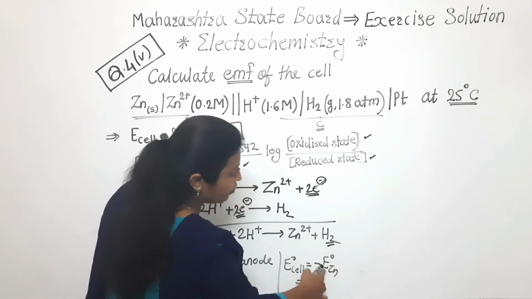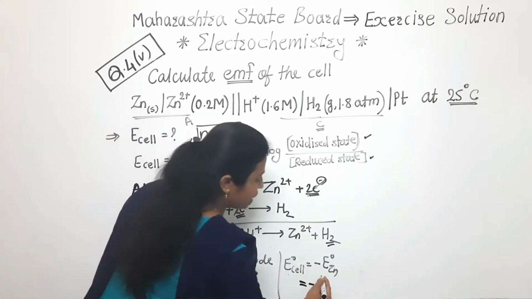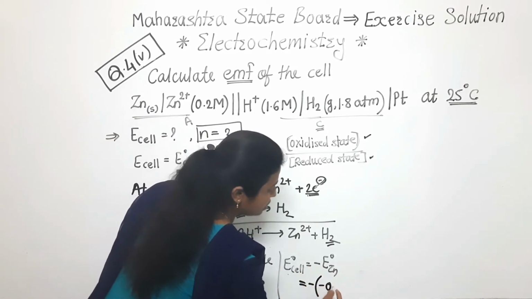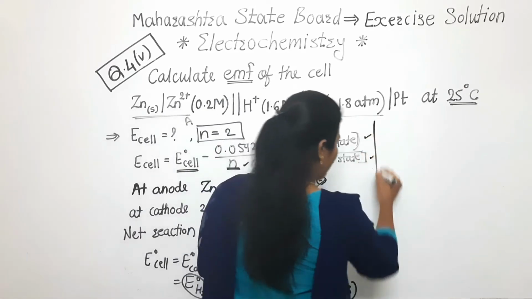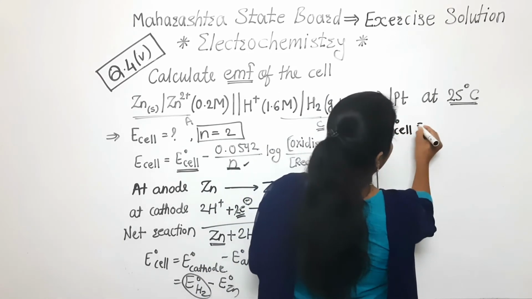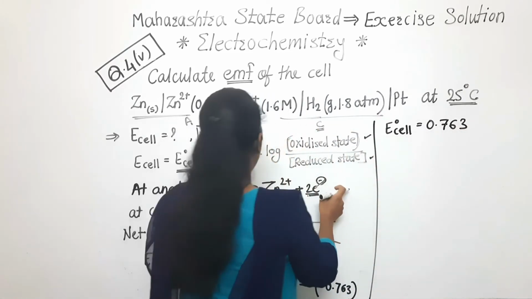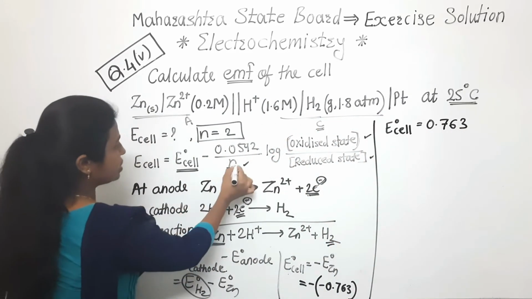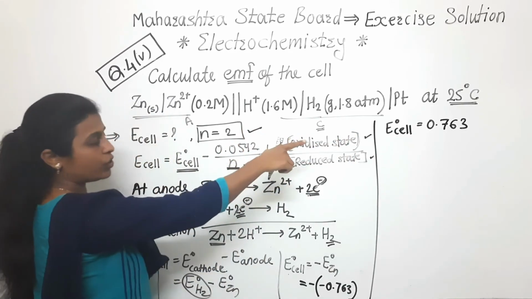And what is the value of Zn? That minus sign we are keeping as it is, and its value is minus 0.763. So after calculation we are getting the value of E naught cell, that is 0.763. Once again we are writing the given data: n is equal to 2 that we got here, and E naught cell we just calculated.